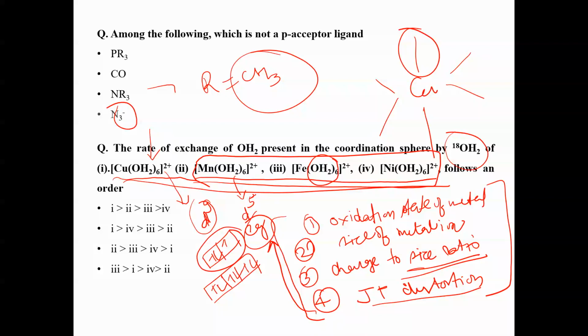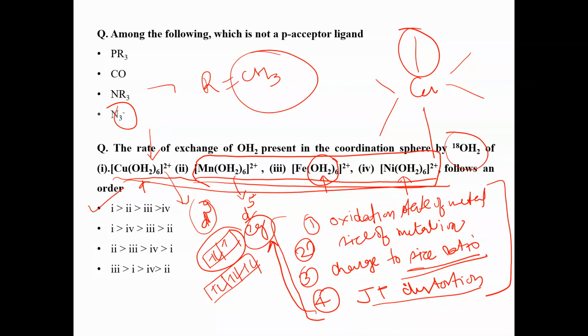Okay, because the number of electrons is basically increasing in the t2g orbitals. So the first is having a higher rate, right? And what about the other one? Just compare their ionic radius. So manganese will be having a higher rate than iron, then nickel. So this will be the right answer for this.